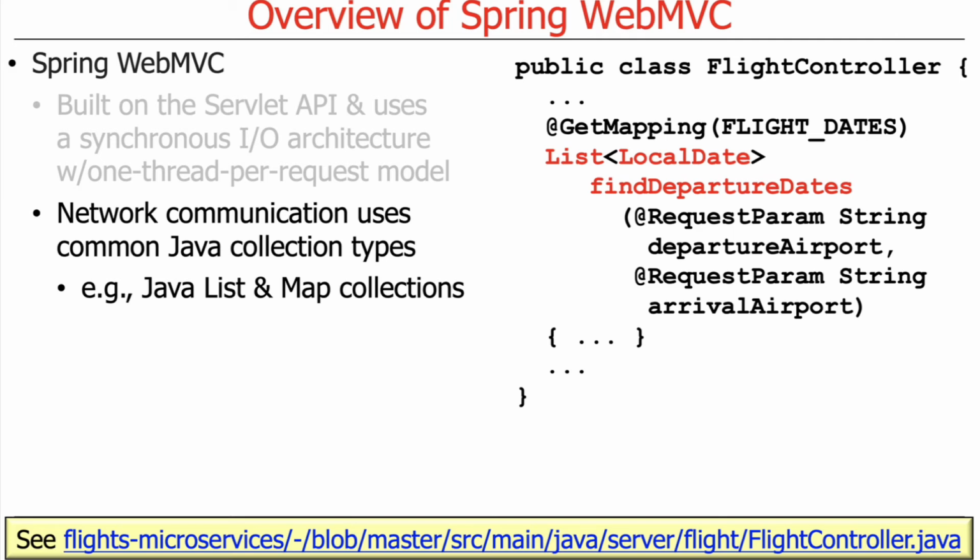You can see here where we have a method called find departure dates, and we pass in the string for the departure airport, and we pass in a string for the arrival airport. And what we're going to get back here is a list of local date objects. And that's going to tell us the departure dates from that airport to the other airport. And so in this case, we're getting back a list. There's other ways of passing back maps and so on and so forth.